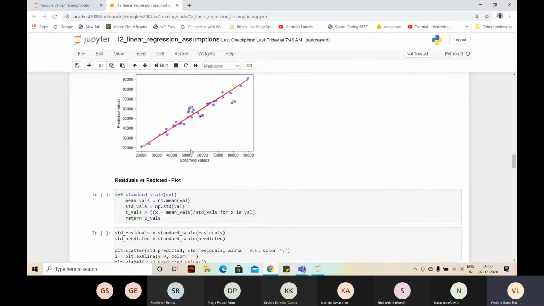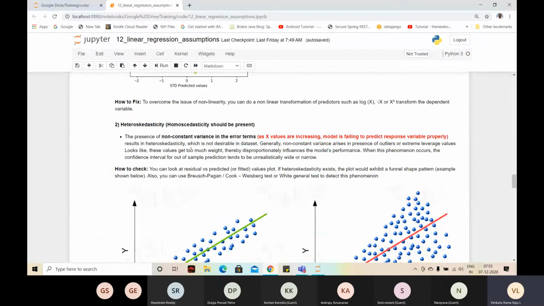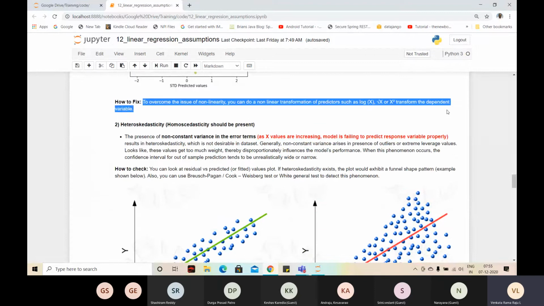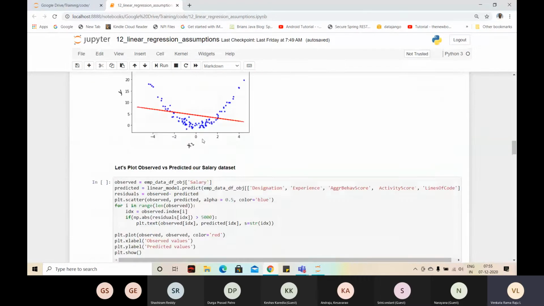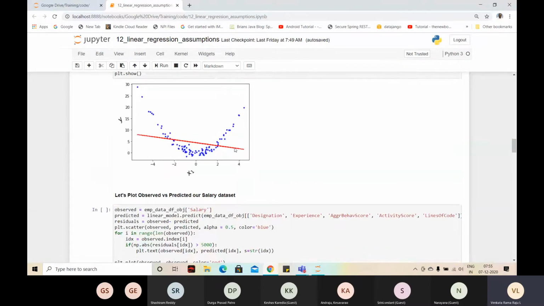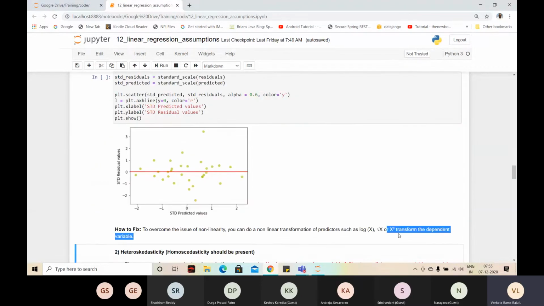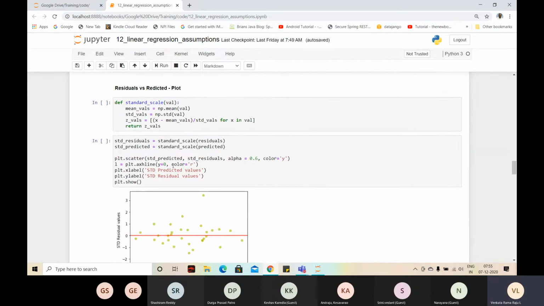Now, when the algorithm is not working well, you may have to apply transformations on the input variable. Especially when data is non-linear, you need to apply non-linear transformations on the input variable. This is also called polynomial regression. We'll talk about that in coming classes.